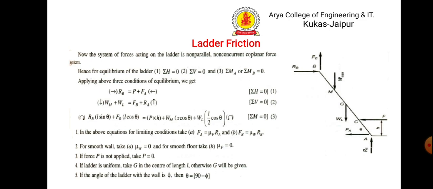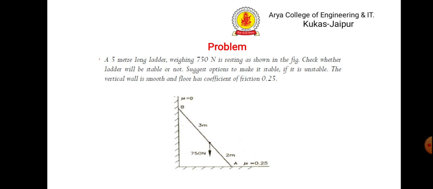So we are taking one problem. In this problem it is given that a 5 meter long ladder weighing 750 Newton is resting as shown in the figure. Check whether the ladder will be stable or not. Suggest action to make it stable if it is unstable. The vertical wall is smooth, meaning mu of W equals 0, but the floor has a coefficient of friction of 0.25. So according to the statement, we are just drawing the figure.